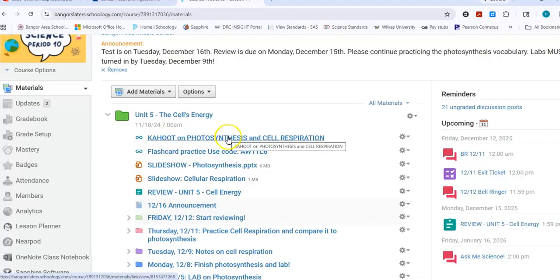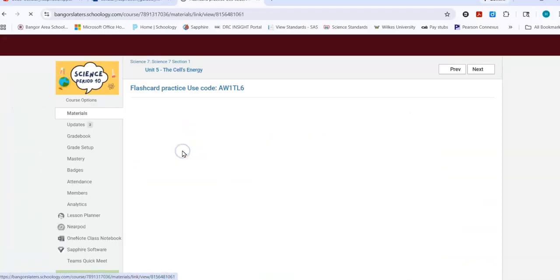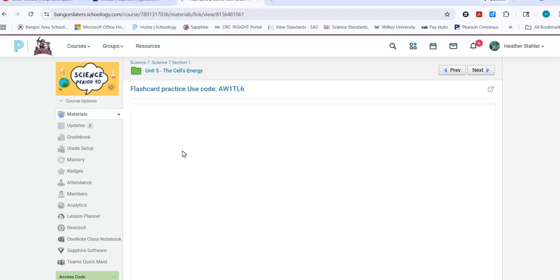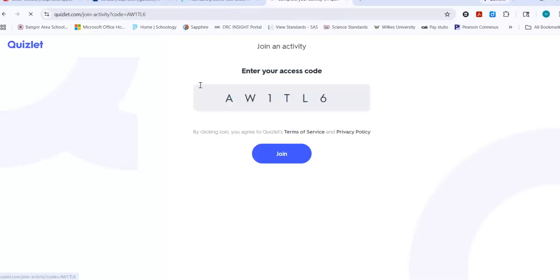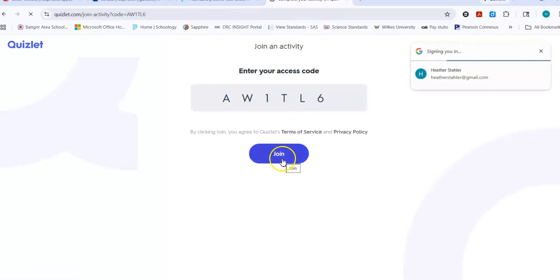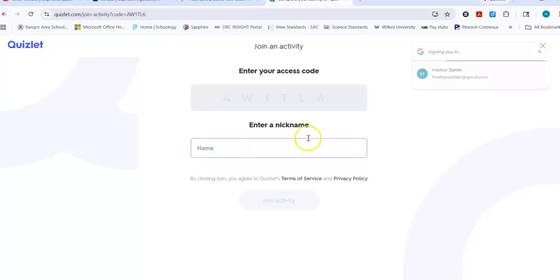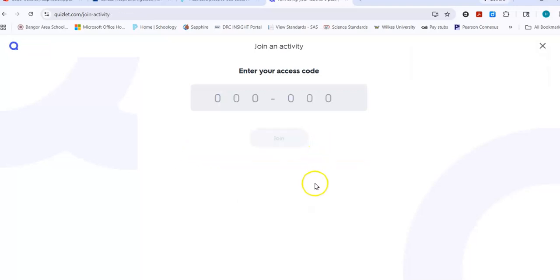The Kahoot, to practice on photosynthesis and cellular respiration. It's only about 16 questions. This one is a flashcard practice. What you can do is you can click on it, and it's practice, but you can also use it to copy it. Now, it's not going to open in Schoology. Again, click on the title, click on Continue, click on Join. Enter your first name and last initial. That's fine.